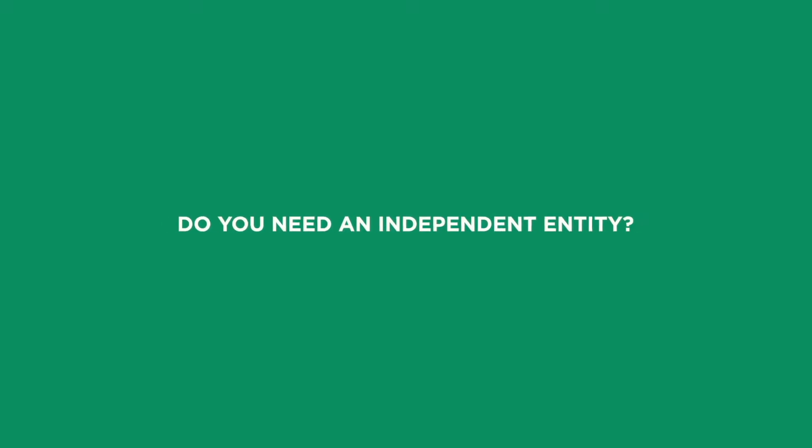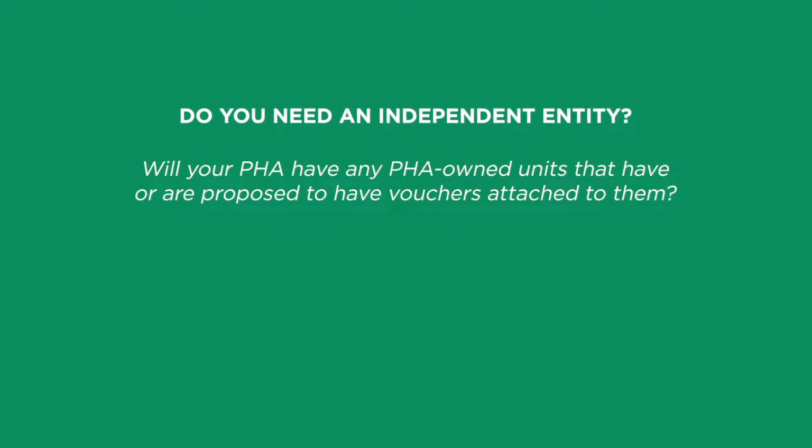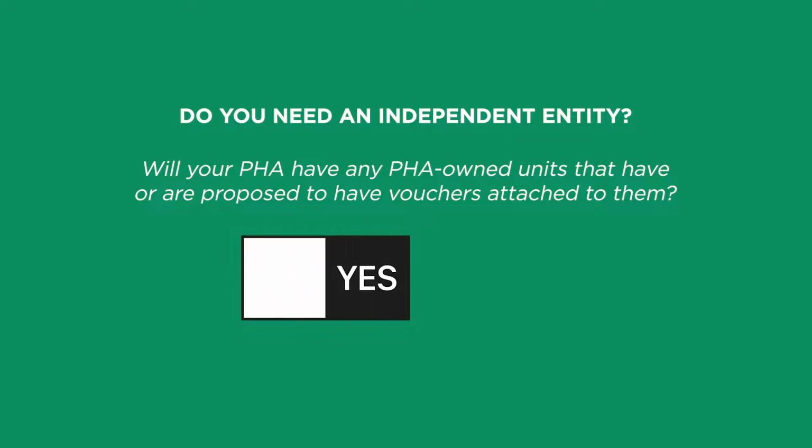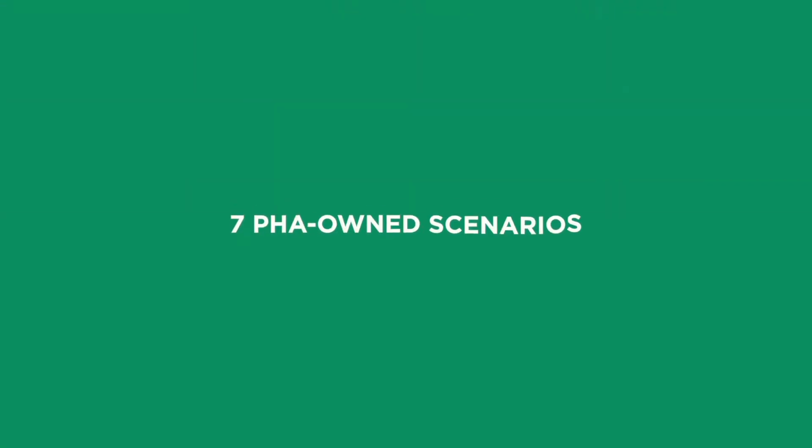Now that we covered the basic definitions, we will go back to the original question. Do you need an independent entity? Will your PHA have any PHA-owned units that have or are proposed to have vouchers attached to them? If yes, then you need an independent entity. If no, then you do not need an independent entity. Next, we will walk through 7 scenarios to put this concept into practice.